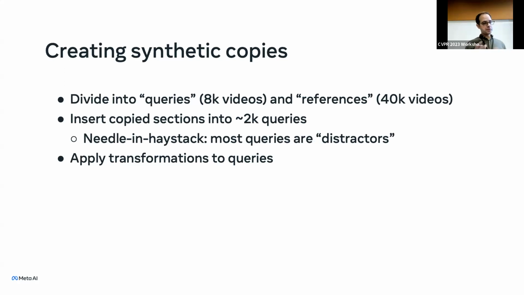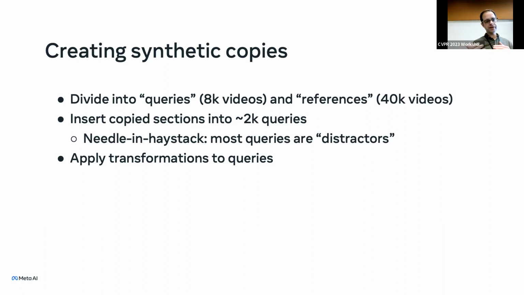So then we create copies in the data set. Each data set split is divided into query videos and reference videos, and the majority of videos are in the references so that there's a large database that we're searching. And then we insert copied sections from the references into a subset of the query videos. And this is the needle and haystack setting that was also present in the image similarity challenge, where most queries are distractor queries and don't have any matches in the data set, similar to what we see in applied settings.